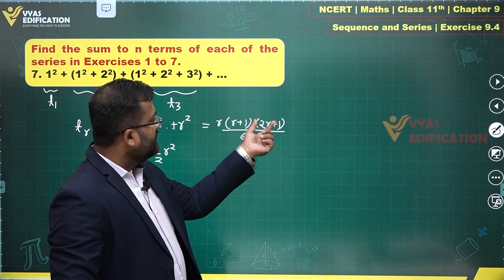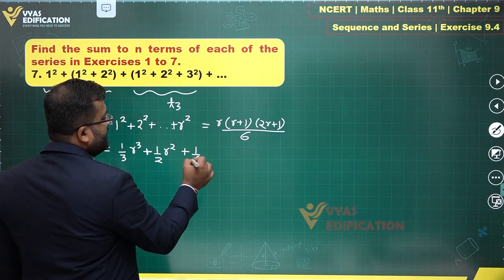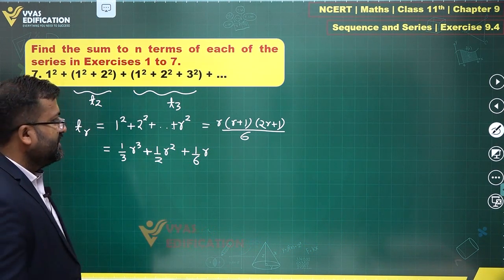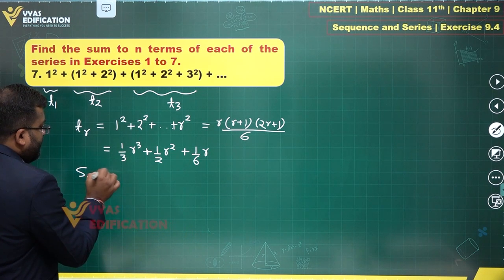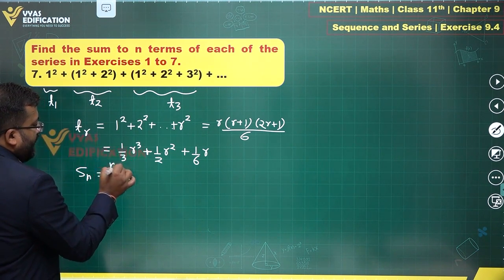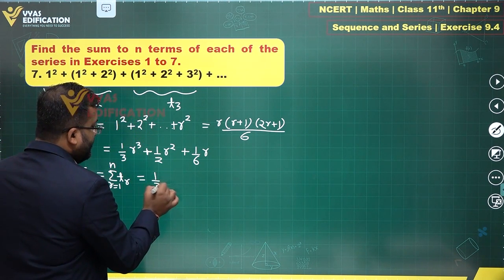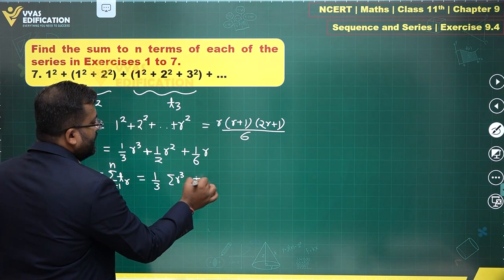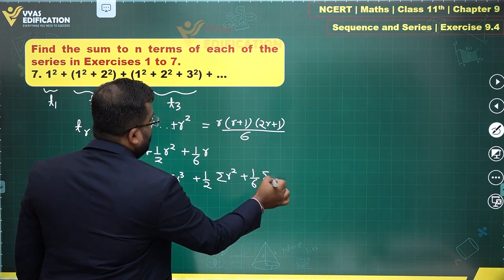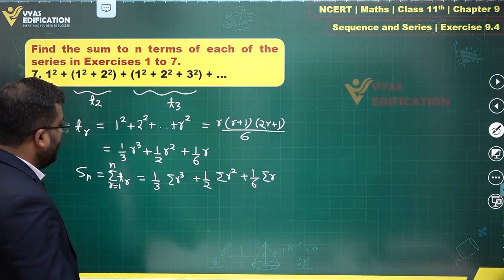1 into 1 is a constant number multiplied with r will be r, and you have a 6. This is what you have. That's the general term actually. Sn will be sigma tr from r is equal to 1 to n. What is that? Is 1 by 3 sigma r power 3 plus 1 by 2 sigma r square plus 1 by 6 sigma r. This is what you'll have, from r is equal to 1 to n.